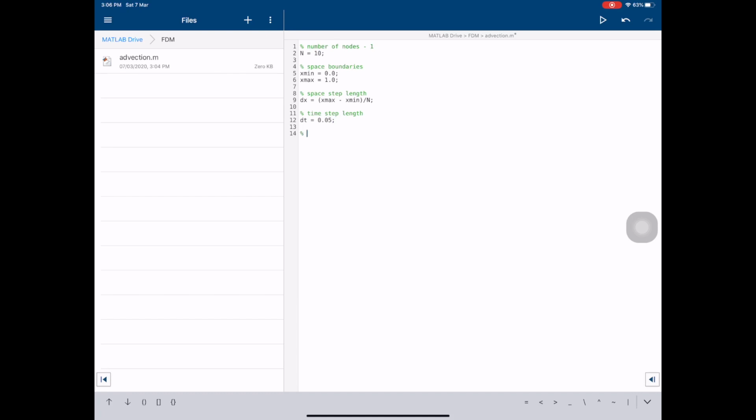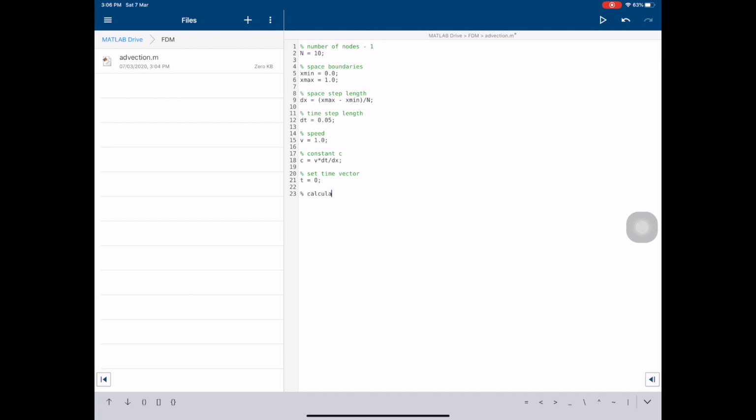Then we have the speed at which the concentration of the pollutant or the substance is moving along the space domain. So we said we will set it to 1. Then after that we define the constant c. So c is equal, we said, to v times delta t over delta x. Then we will set the time vector. So we put t here is equal to 0.